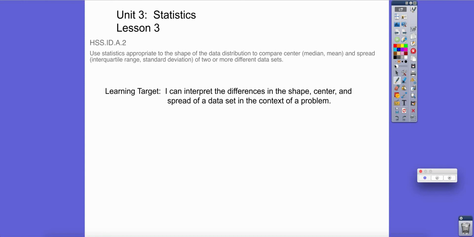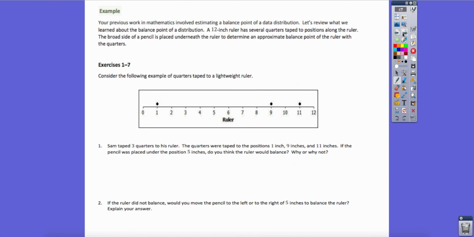All right, this is Stats Lesson 3 video here. Still looking at differences in shape, center, and the spread of data, and so we're going to go ahead and get started. You can follow along in your notes.